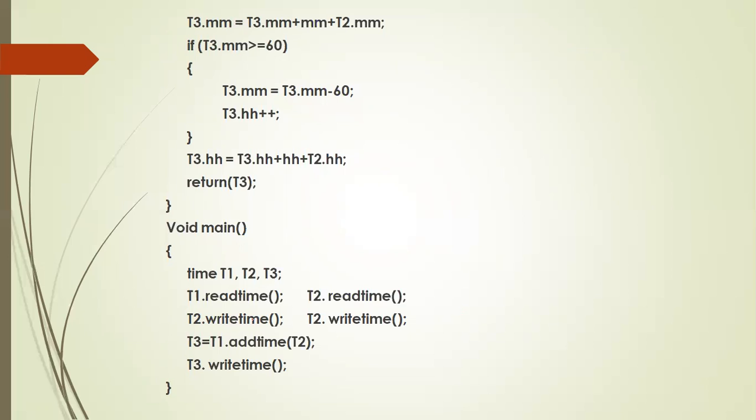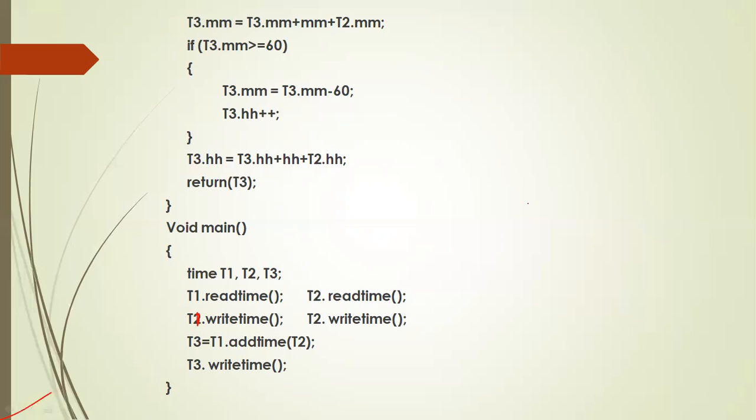Next, Time T1, T2, T3. T1, T2, T3 are the three objects of the time class. First call the read time with T1, call the read time with T2, then call the write time with T1 first, then with T2. So T1.write time, T2.write time. Then see how it is called: T3 equal to T1.add time T2. So the object you are passing is T2. The return object is T3.